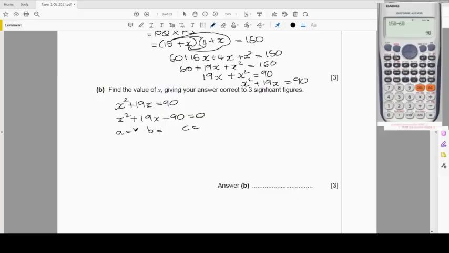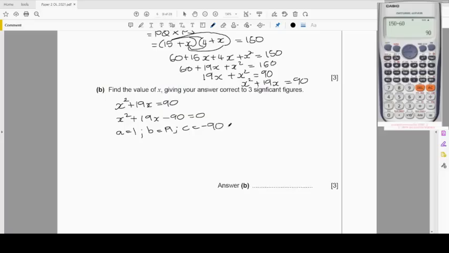So here there's no number in front of the x squared. That means the coefficient a is 1, and b is the coefficient with the sign. Don't forget the sign, it goes together with the number. So this is positive 19, and when a number is positive we don't need to put the plus. And then c, this is negative 90.